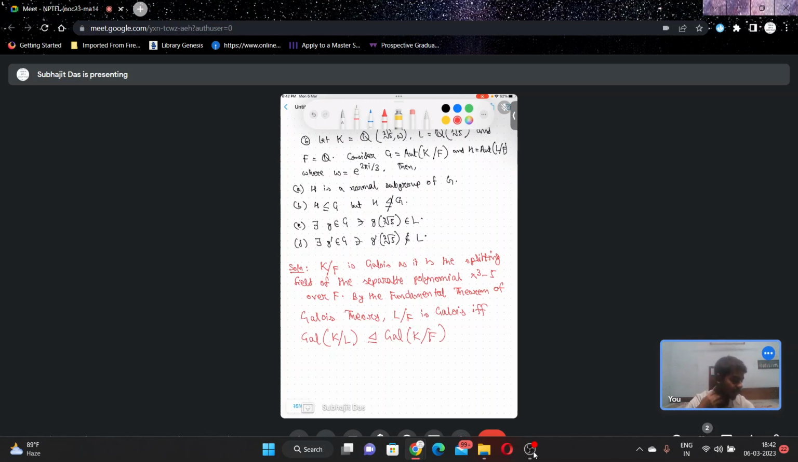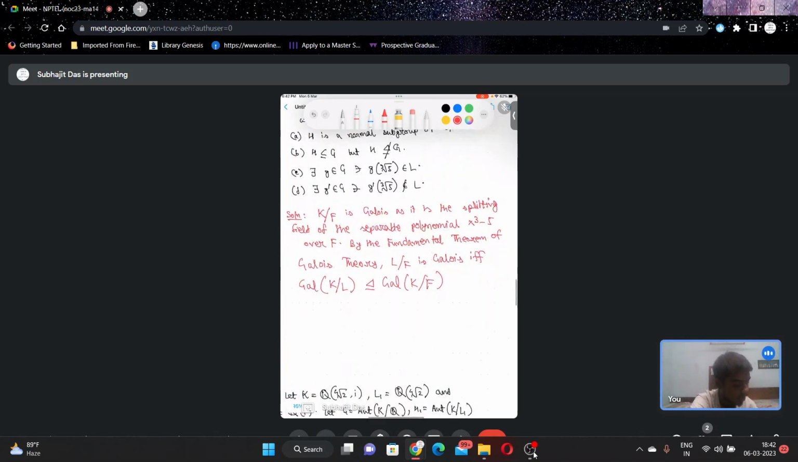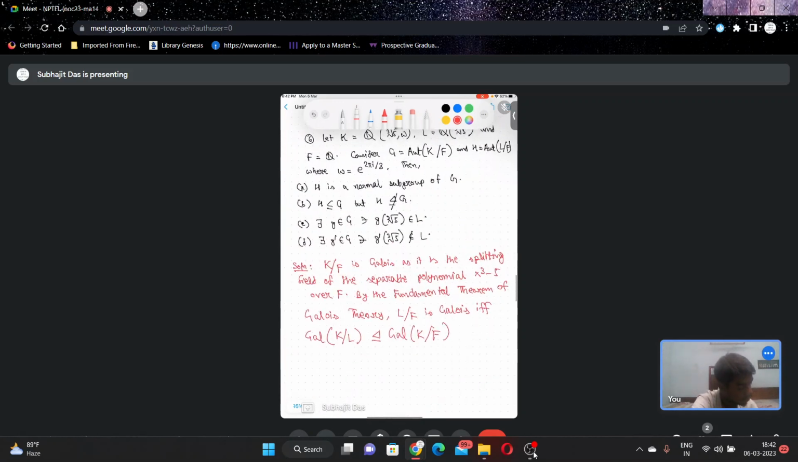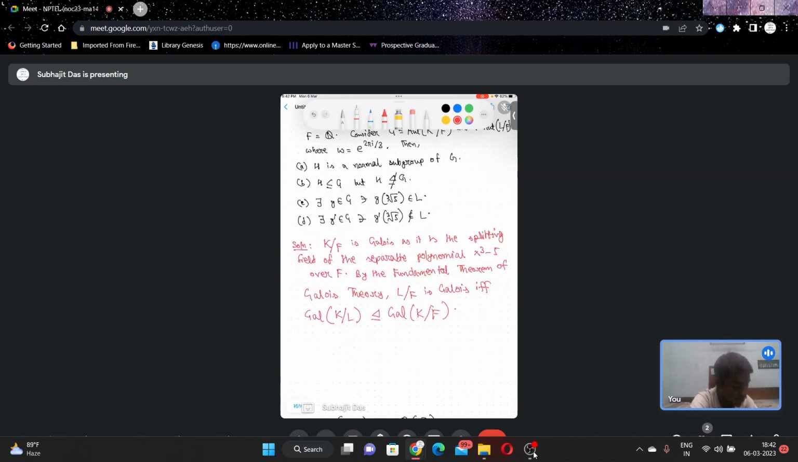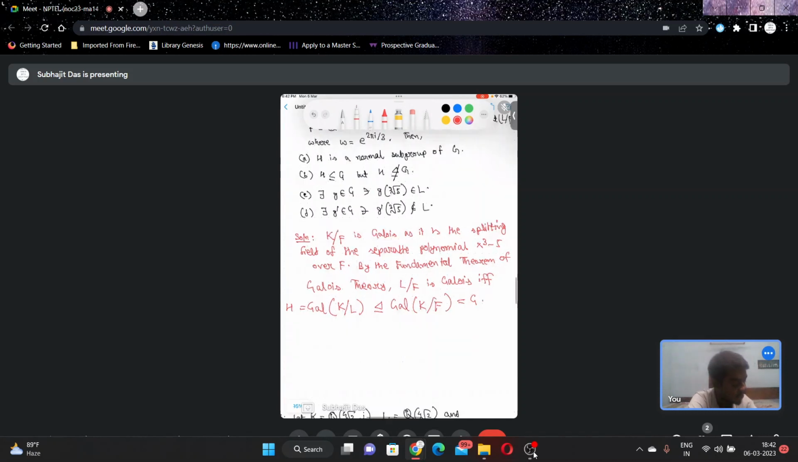Okay, so yeah, so this is H and this is my G. Now to figure out whether H is a normal subgroup of G, we just need to figure out whether the extension L over F is Galois. But L over F is not Galois, right?